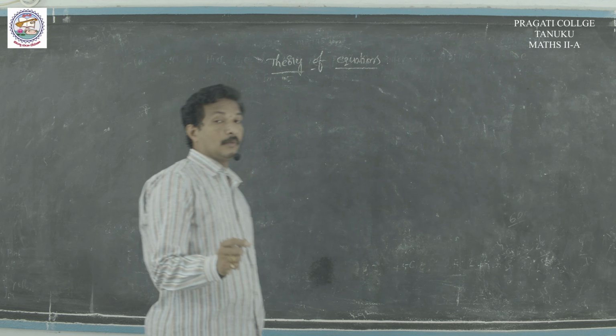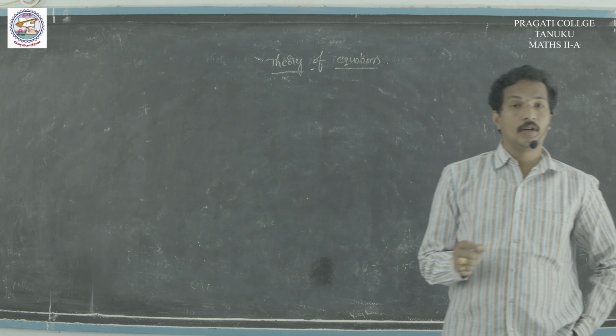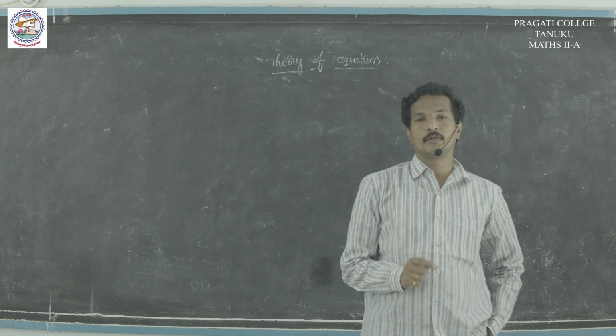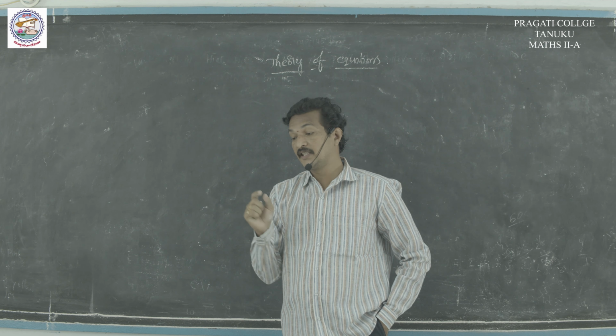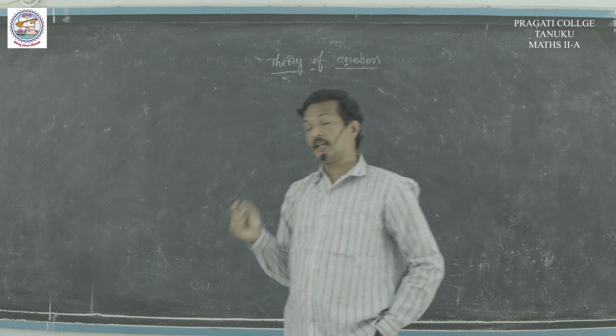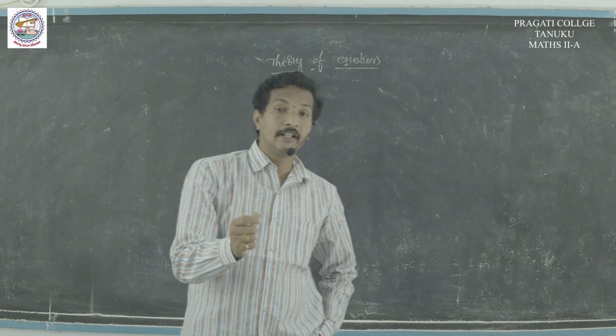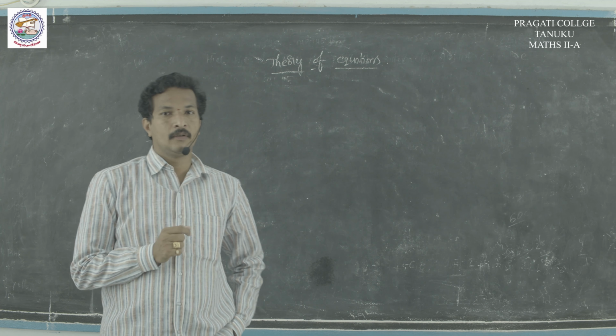So, a polynomial equation means f of x equal to a naught plus a1x plus and so on, anx power n, an not equal to 0. Here an, that means the highest power coefficient, is 1. Then it is called a monic polynomial, and the highest power coefficient is called the leading coefficient.